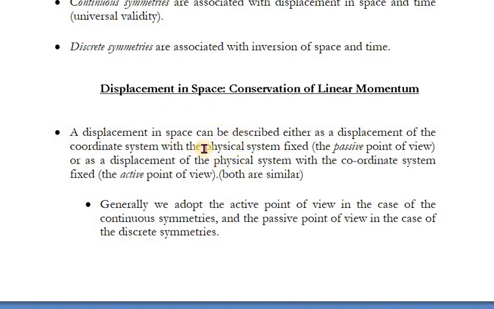You see here both the points of view. Passive point of view means displacement of the coordinate system with the physical system fixed, with the particle, or the active view, as the displacement of the physical system with the coordinate system fixed.